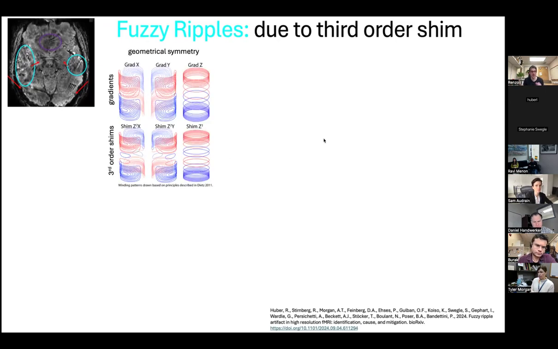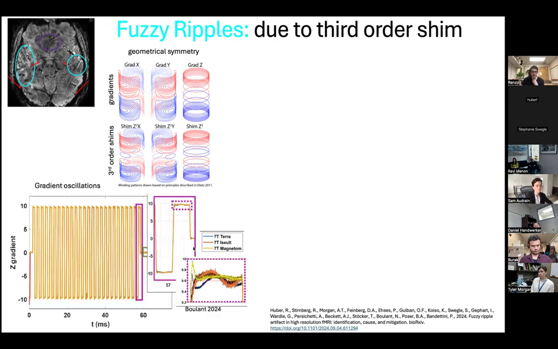And as you know, the third order shims are part of the gradients. Like the gradients usually have two layers, the primary layer, the inner one, and then the shielding layer on the outside. And right between those, there are the third order shims. When you look at the winding patterns of third order shims with respect to the gradients, you can see that they look very similar. There's a spatial symmetry in the geometry, right? And they're very close, so there can be coupling.